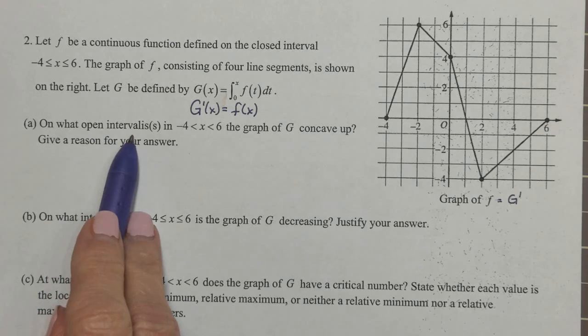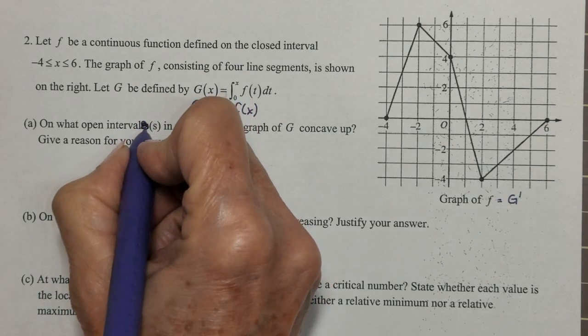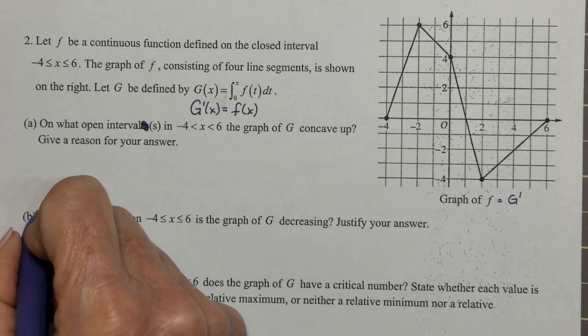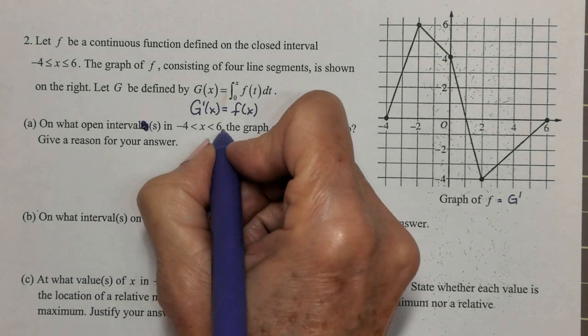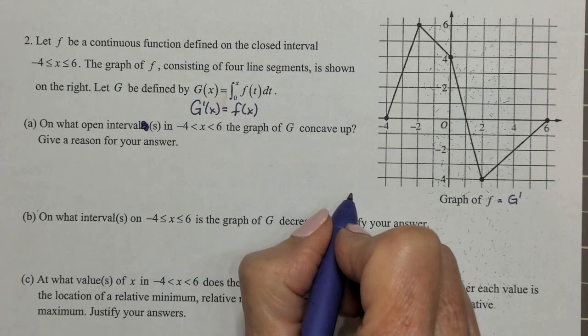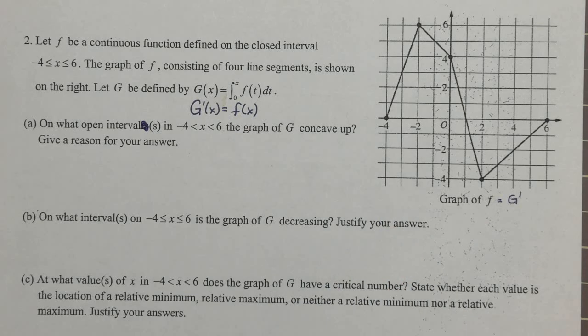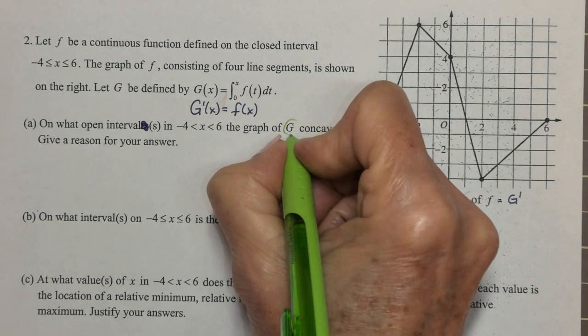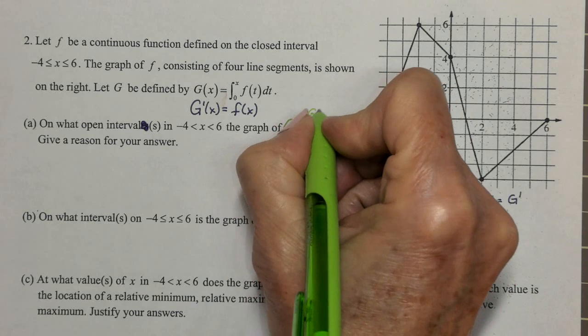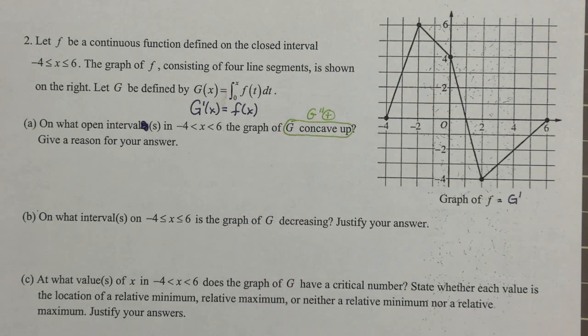On what open intervals, this is worded really weird, on what open intervals in -4 to 6 is the graph of g concave up? The graph of g concave up. And we need to give a reason for our answer. Well, g is concave up when g double prime is positive. That's what makes g concave up. I don't have the graph of g double prime. I have the graph of g prime. So what do we look for to examine g double prime on the graph of g prime?